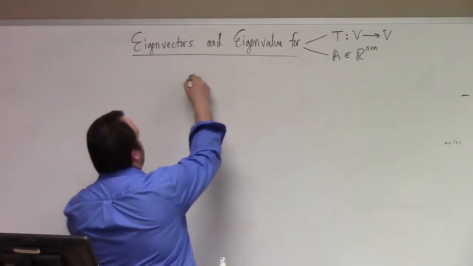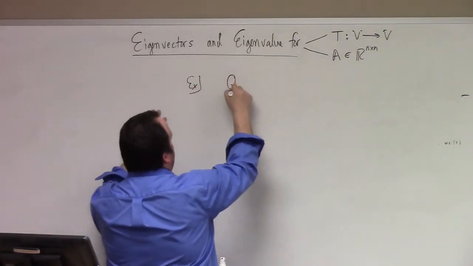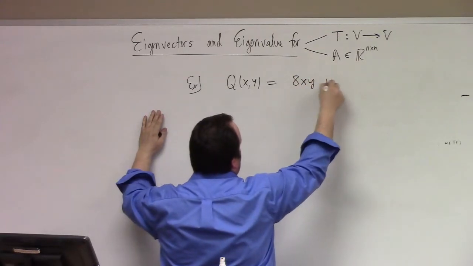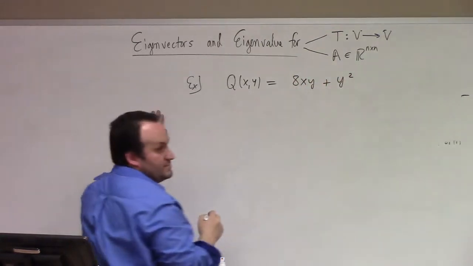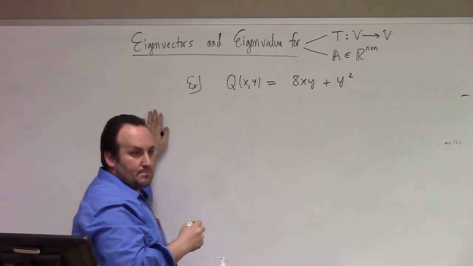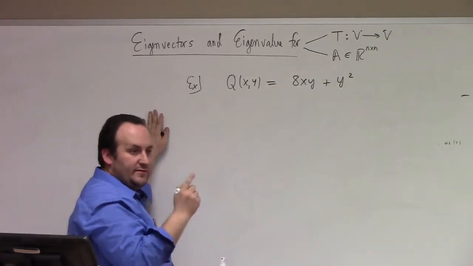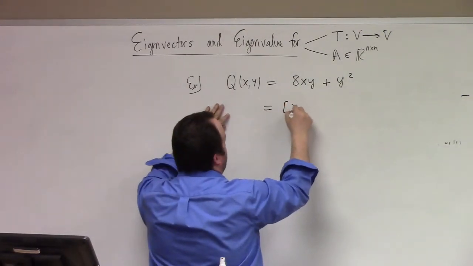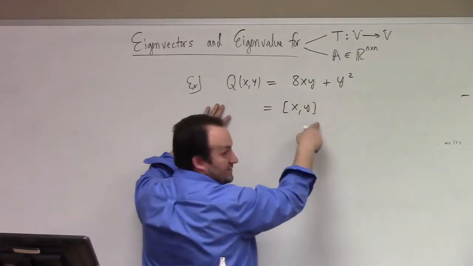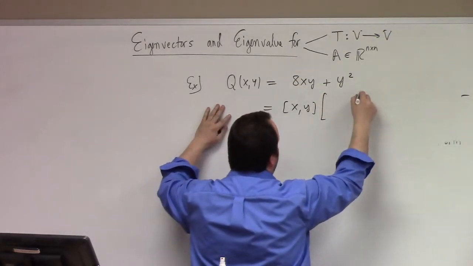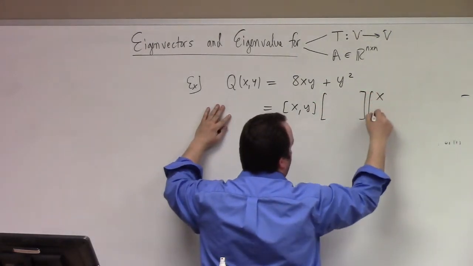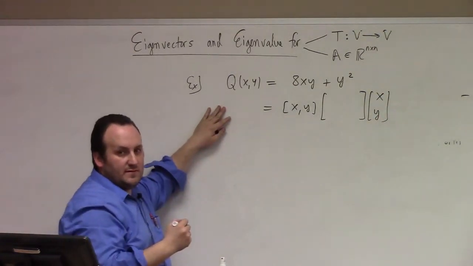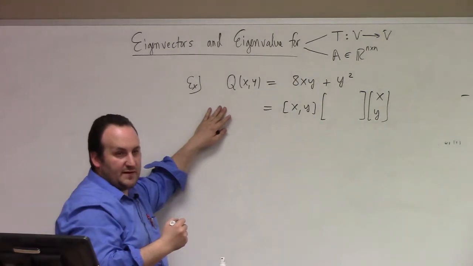But here's one. If I have q of x, y equals 8xy plus y squared, this is called a quadratic form, right? I can write this as a matrix. So this is actually the row vector x, y, times some 2 by 2 matrix, times x, y. Now if we're smart, we'll make this symmetric so we can apply the real spectral theorem.